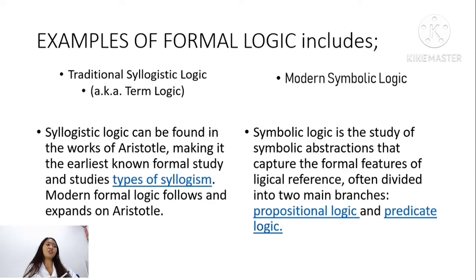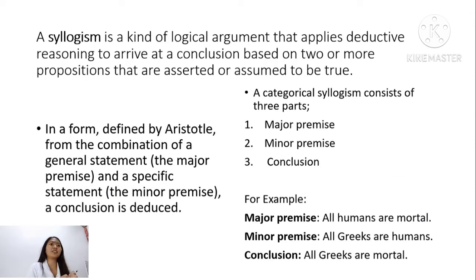So there are types of syllogism. First, what is syllogism? Syllogism is a kind of logical argument that applies deductive reasoning to arrive at a conclusion based on two or more propositions that are asserted or assumed to be true. In a form defined by Aristotle, from the combination of a general statement, the major premise, and a specific statement, the minor premise, a conclusion is deduced.